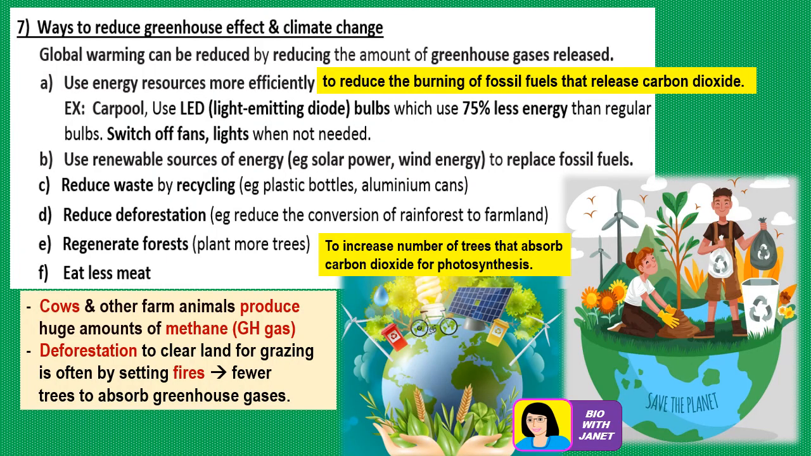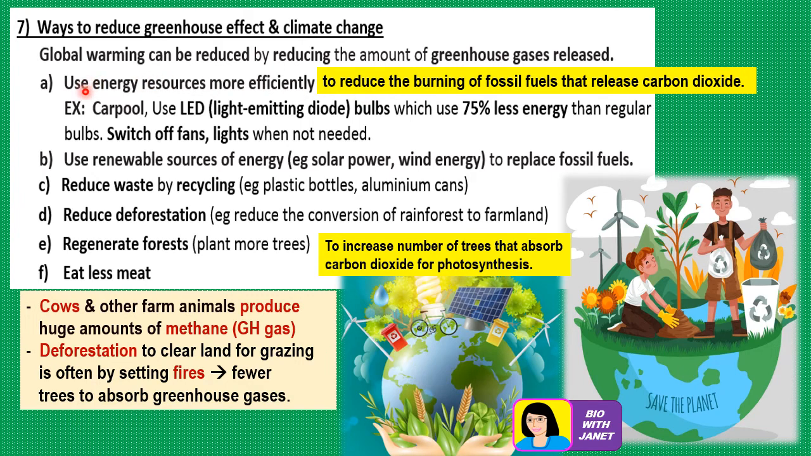Now, what are some ways to reduce the greenhouse effect and climate change? So global warming can be reduced by reducing the amount of greenhouse gases like carbon dioxide and methane that are released, right? So firstly, we try to reduce the burning of fossil fuels such as coal and petrol that release carbon dioxide into the air. And one way is to reduce or save electricity, because electricity is produced by the burning of coal or fossil fuels in the power stations, all right? And that releases carbon dioxide into the atmosphere. This carbon dioxide will absorb the heat from the atmosphere and cause global warming.